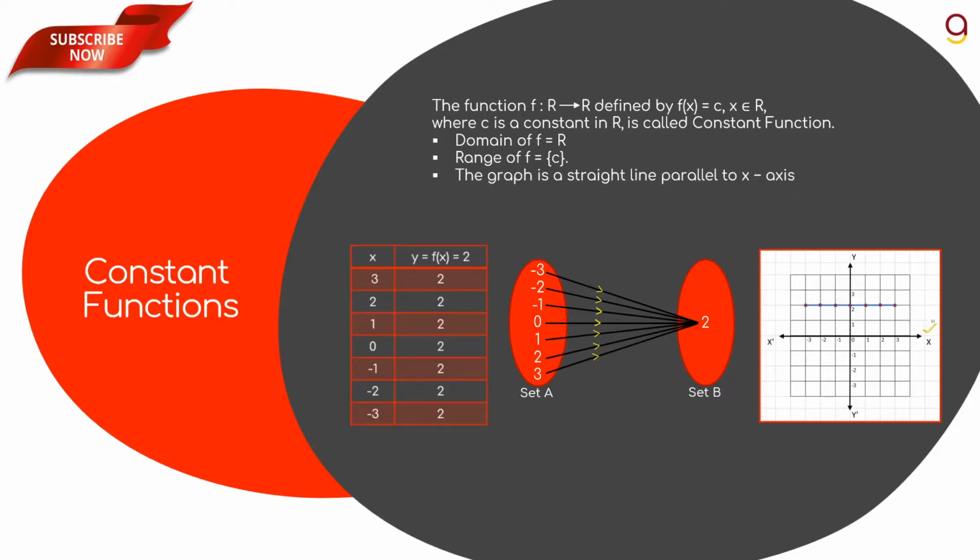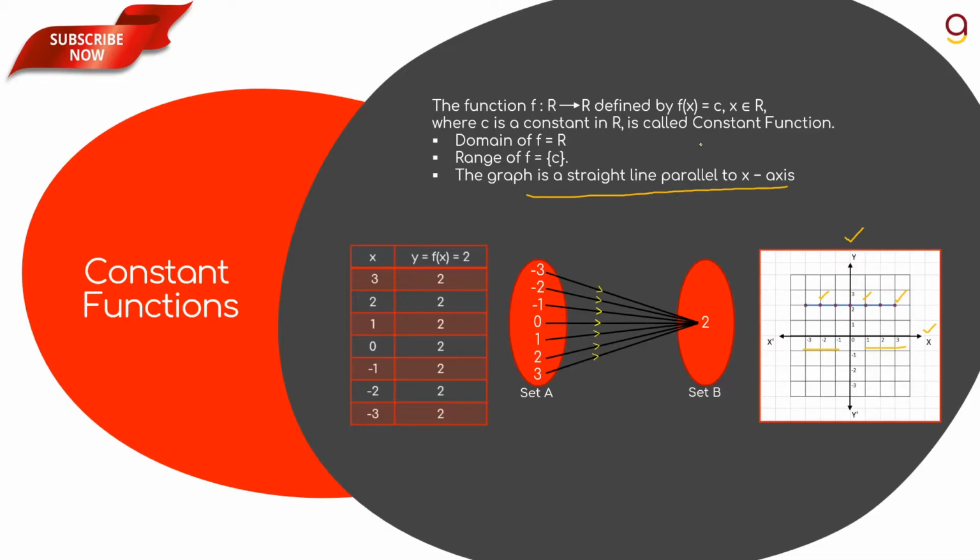This is the x-axis and this is the y-axis. Let's consider some points on the x-axis: 1, 2 and 3. Similarly, some points on the negative x-axis: -1, -2 and -3. Now for x = 1, y = 2. For x = 3, y is again 2. For x = -2, y is again 2. So y = 2 for any x value. Now if we join these points, we get a straight line parallel to the x-axis. So the graph is a straight line parallel to the x-axis.